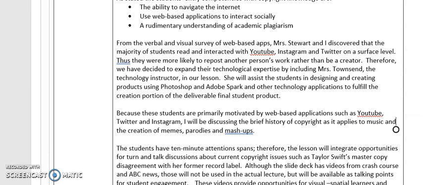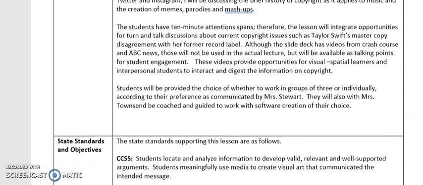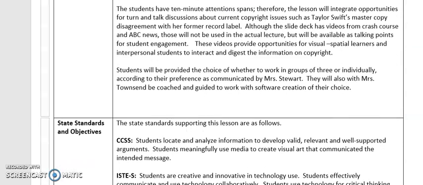Because these students are primarily motivated by web-based applications such as YouTube, Twitter, and Instagram, I will be discussing the brief history of copyright as it applies to music and the creation of memes, parodies, and mashups. Students have 10-minute attention spans, therefore the lesson will integrate opportunities for turn and talk discussions about current copyright issues such as Taylor Swift's master copy disagreement with her former record label.